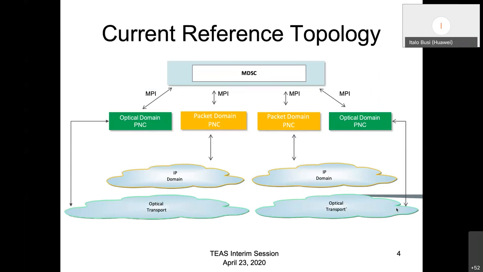Okay, the reference architecture is basically trying to address both multi-domain and multi-layer. So we assume to have two optical network domains and two IP network domains controlled by four different PNCs, and all of them exposing an ACTN MPI interface to an MDSC, which is therefore responsible for both multi-domain and multi-layer path setup and topology discovery.